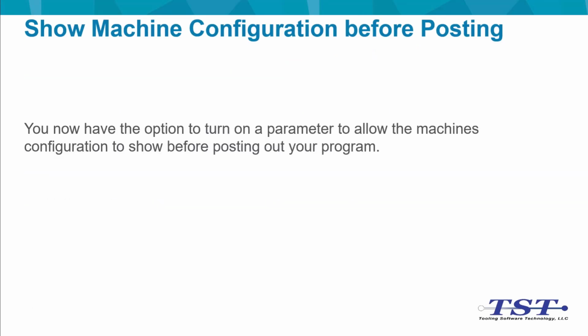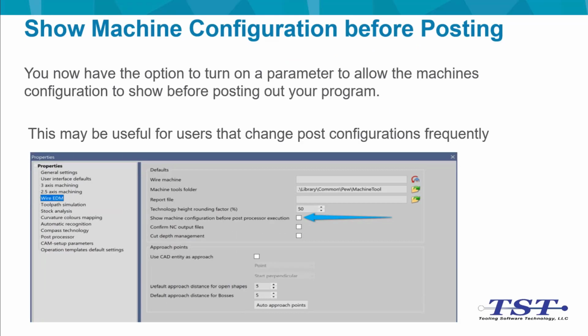Let's go ahead and take a look at wire EDM. Now, when you're going to post out your program, you have the option to show the machine configuration before the program is outputted. Meaning that if you're utilizing different machine models, you can quickly change which machine model you're using, or if there are constant changes that you're making to the configuration, you can now have that configuration pop up before the posted program is outputted.